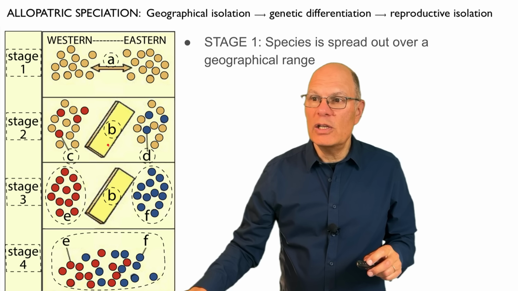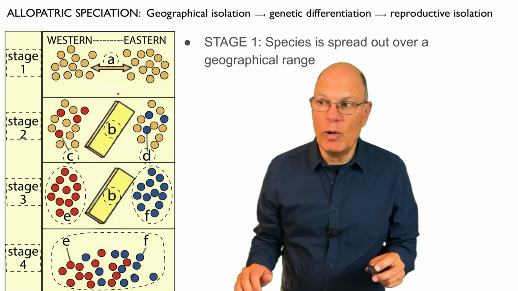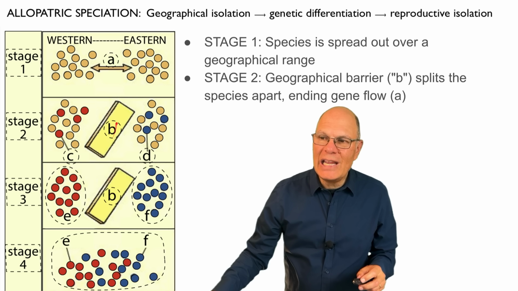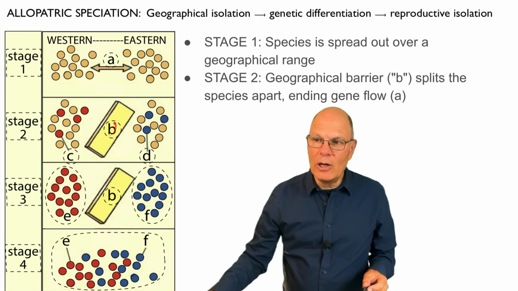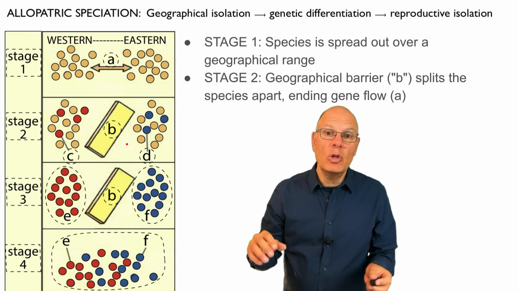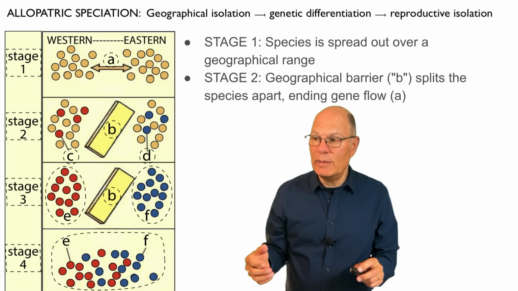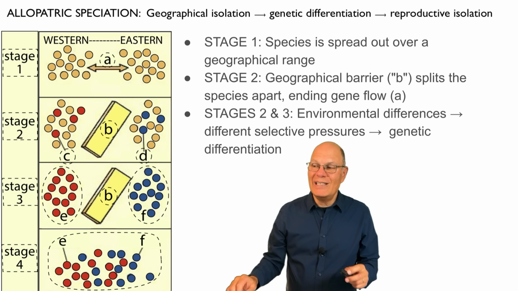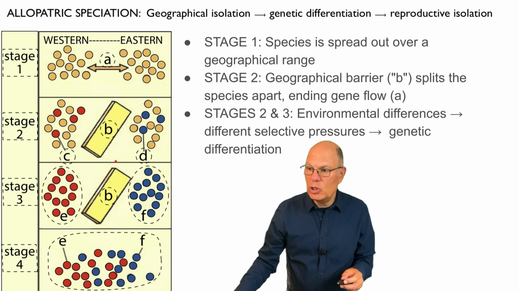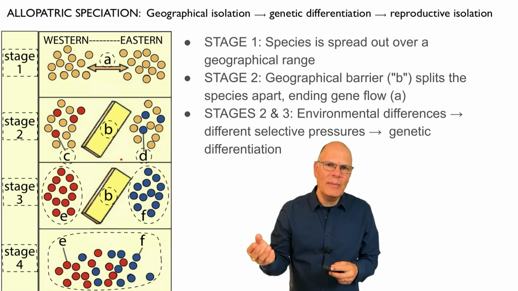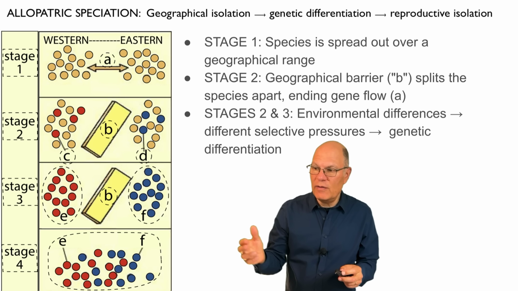In stage 1, a species is spread out over a geographical range. There's gene flow between any subpopulations. In stage 2, some kind of geographic barrier, like this shown at B, arises and it splits the species apart, so there's no longer gene flow between these 2 isolated populations. In stages 2 and 3, environmental differences result in different selective pressures, which lead to genetic differentiation. There's mutation happening, and the environment is selecting which variants are going to be more favorable in each different environment.